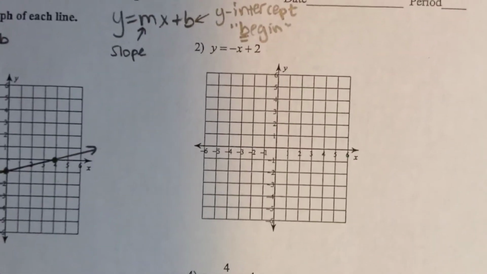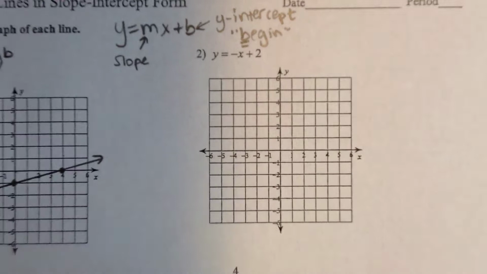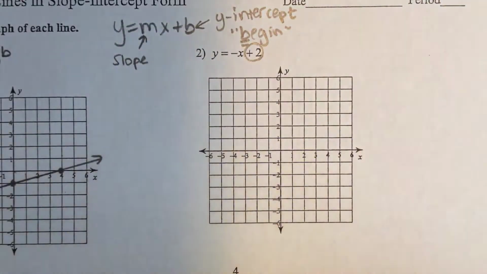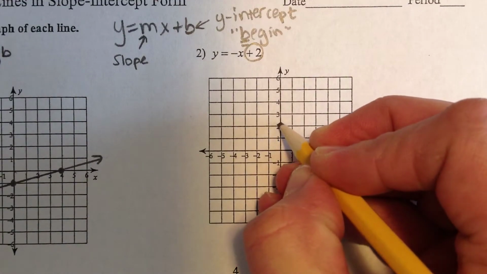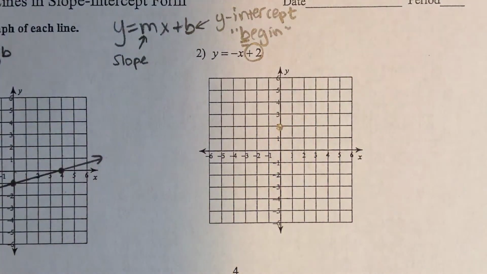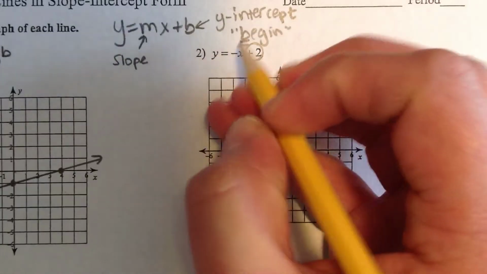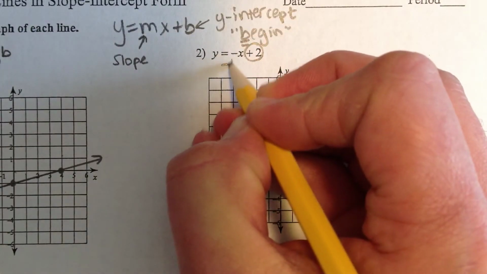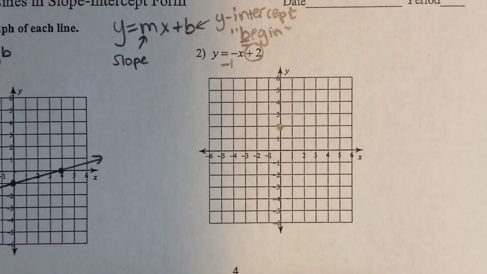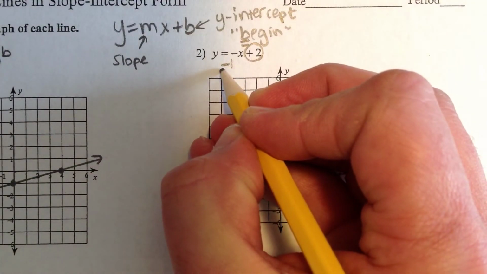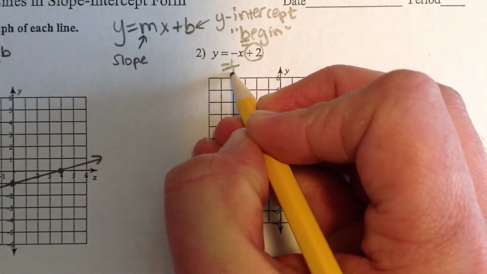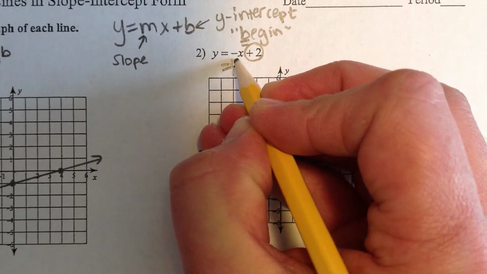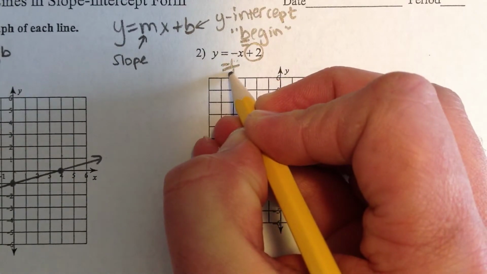In example number 2, we have y equals the opposite of x plus 2. Again, 2 is our beginning point. It's where we begin our graph. It's on the y-axis. So we go up 2 because it's positive 2. Now our slope is the opposite of x. That means there's an invisible sneaky -1 there. And anytime we have a whole number, like -1 or 3 or 5, that number has a denominator of 1. So we have -1 over 1 as our slope. So we're going to rise -1, which means we actually go down 1, and we run 1 to the right.